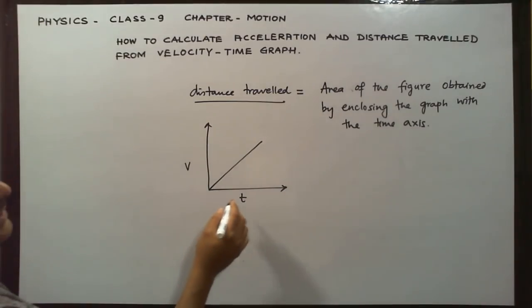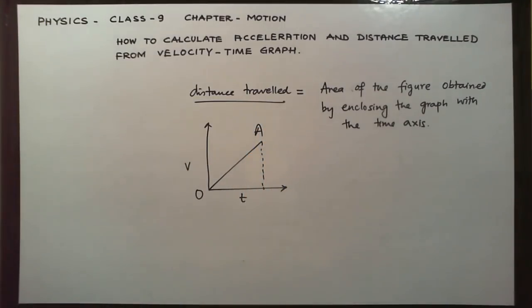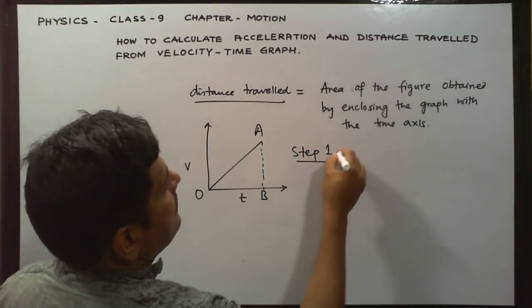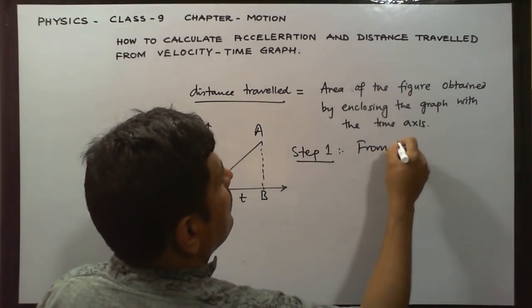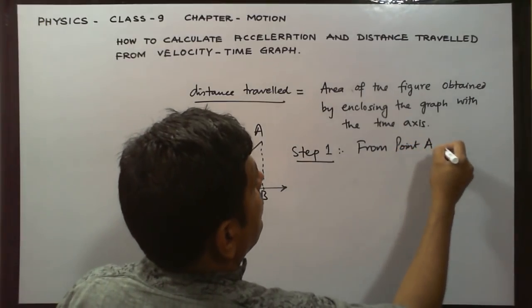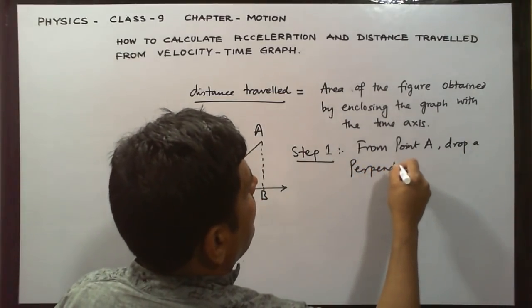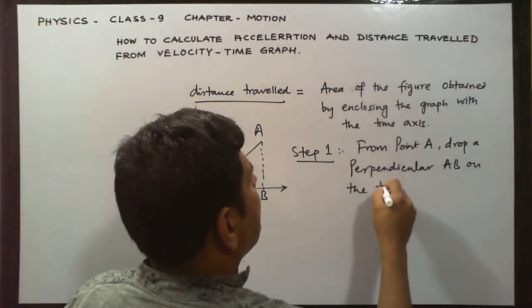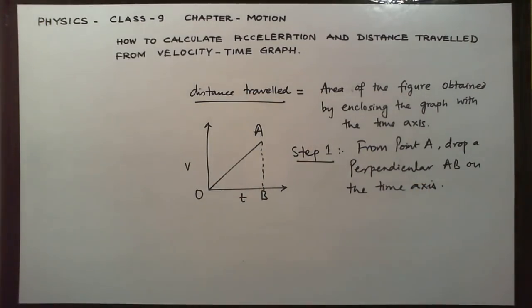So in this case, what is the area? Let us mark this as O, this as A. Close the graph by drawing a perpendicular. What is step 1? From point A, draw a perpendicular AB on the time axis. From point A, drop a perpendicular AB on the time axis.